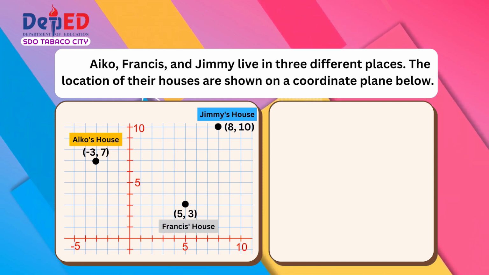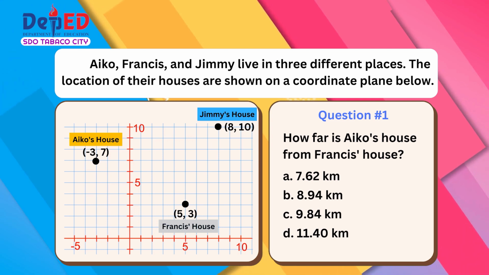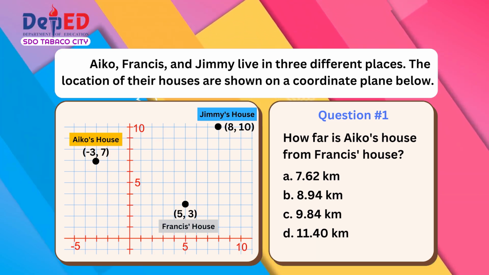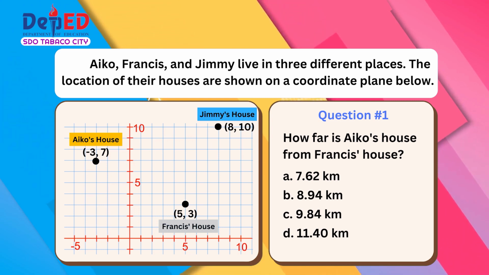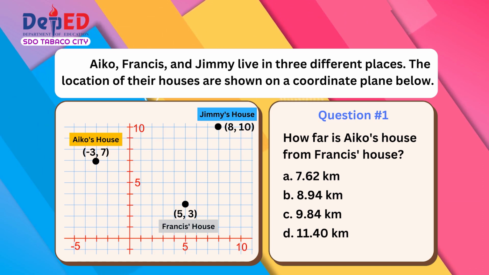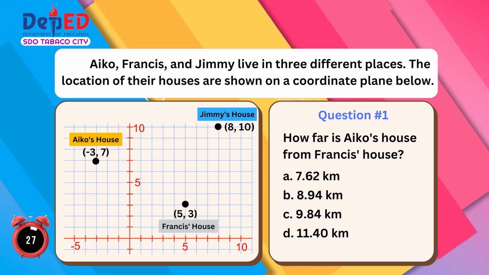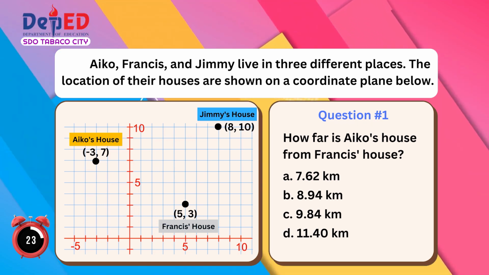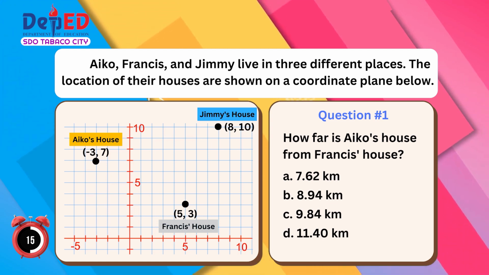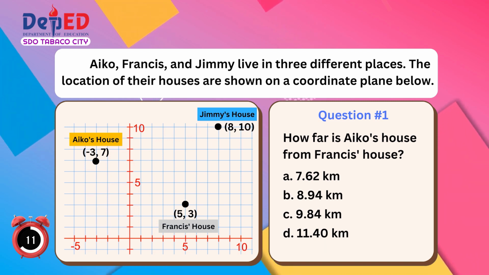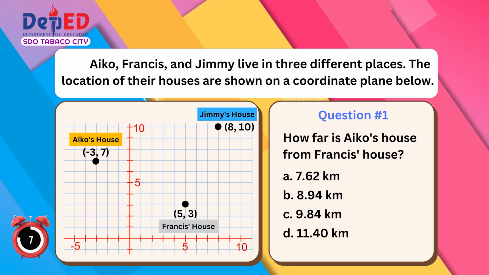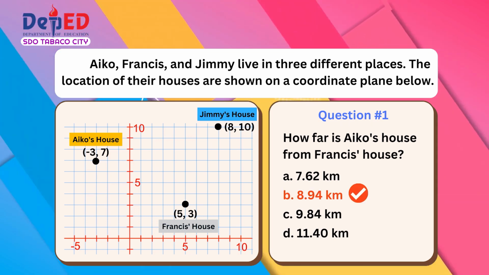Aiko, Francis, and Jimmy live in three different places. The locations of their houses are shown on a coordinate plane below. How far is Aiko's house from Francis' house? A. 7.62 kilometers. B. 8.94 kilometers. C. 9.84 kilometers. And D. 11.40 kilometers. If your answer is B, you are correct.